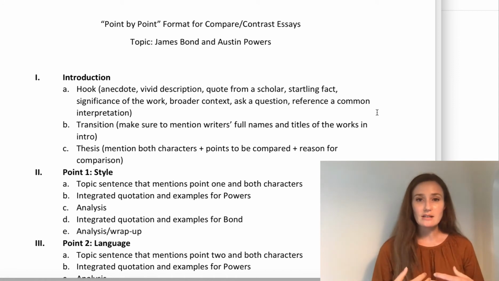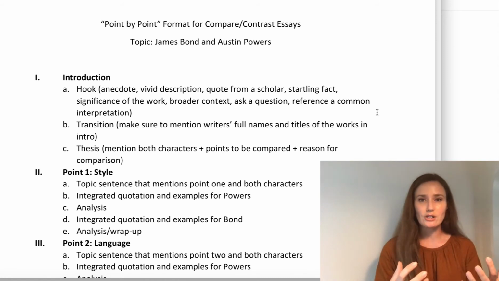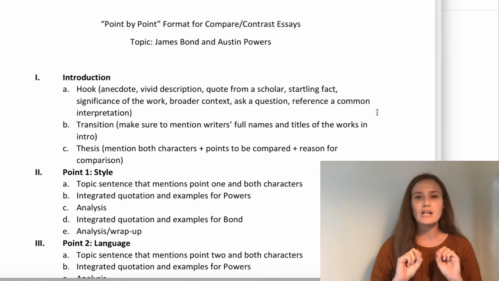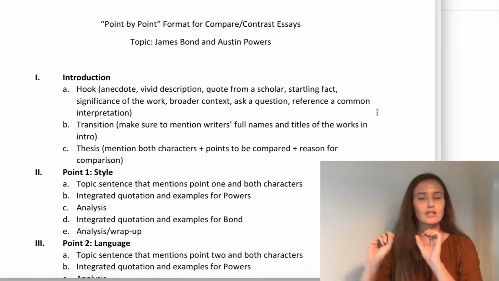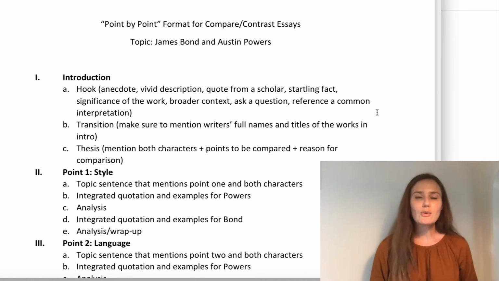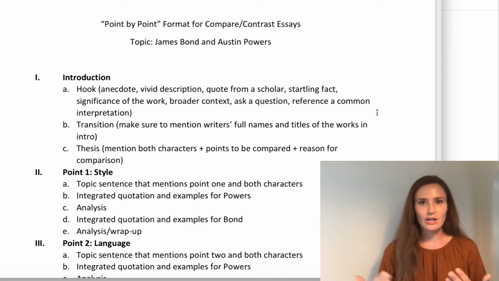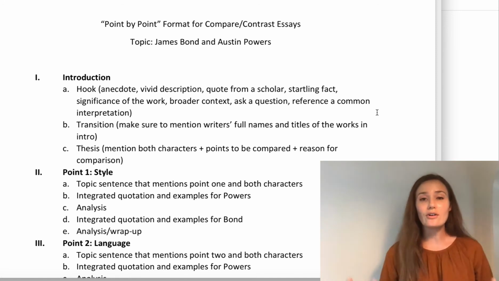That means that we're still comparing and contrasting two things or two ideas or two characters, but you're dividing your essay according to point, not according to each character or each fruit, but according to a point about both characters or both fruit. Let me show you what this looks like by using an example of James Bond versus Austin Powers. Now, again, you're not writing your essay about either of these characters. I'm just showing you this as a hypothetical example, right?